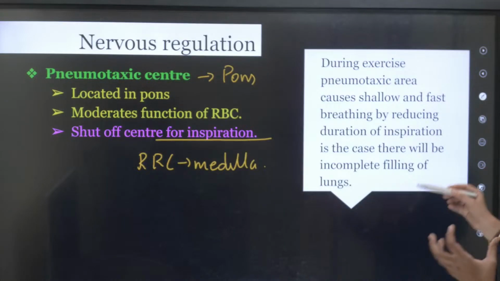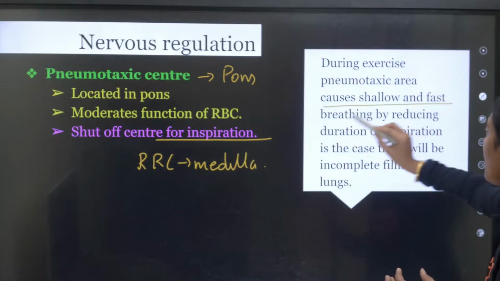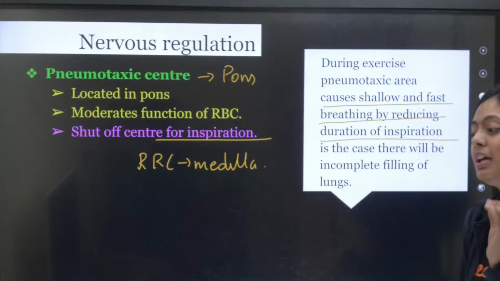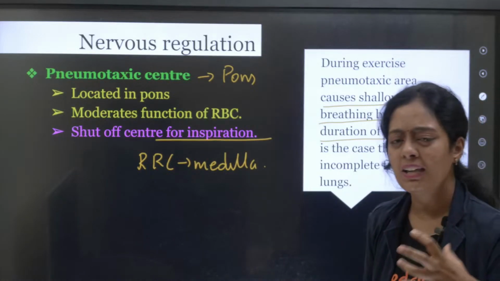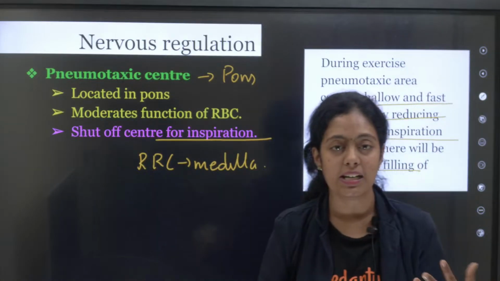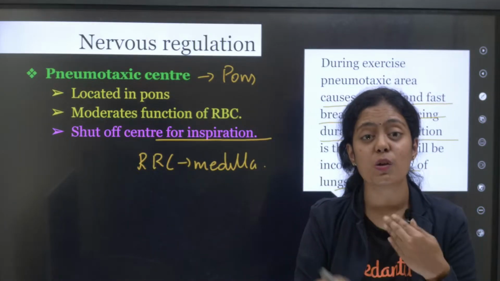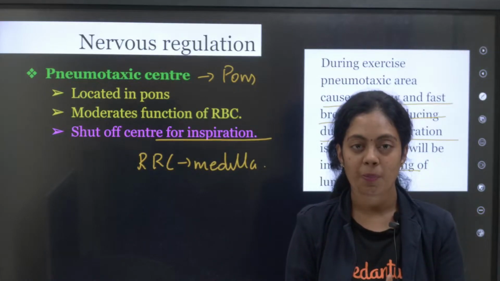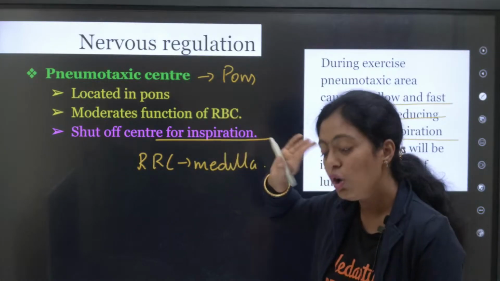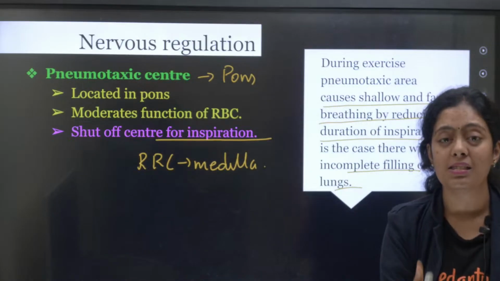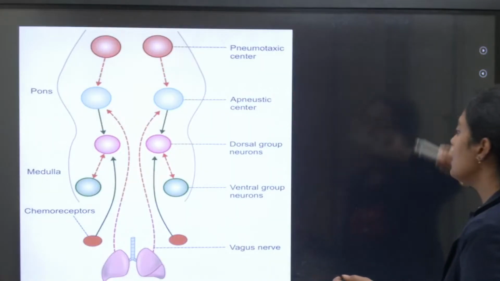During exercise, the pneumotaxic area causes shallow and fast breathing by reducing the duration of inspiration in the case where there is an incomplete filling of the lung. What happens? You are exercising, and suddenly there will be shortness of breath. Shortness of breath means what? You tend to breathe faster. That is controlled by your pneumotaxic center, kids. Where is it? It is in my pons. That is your nervous regulation.